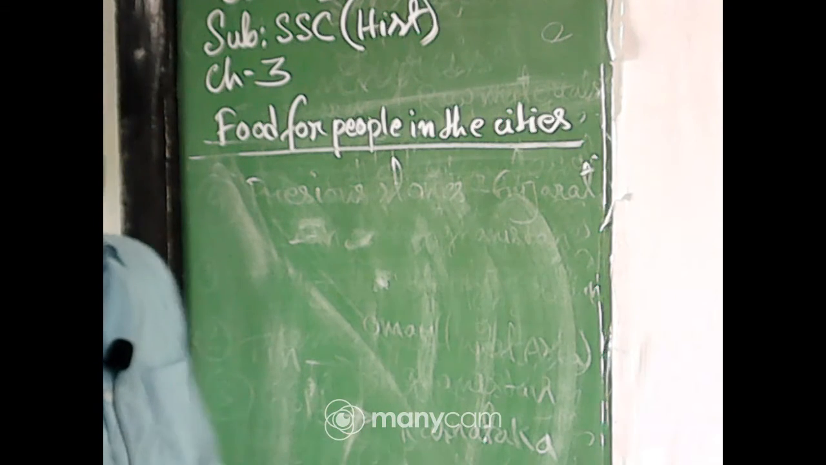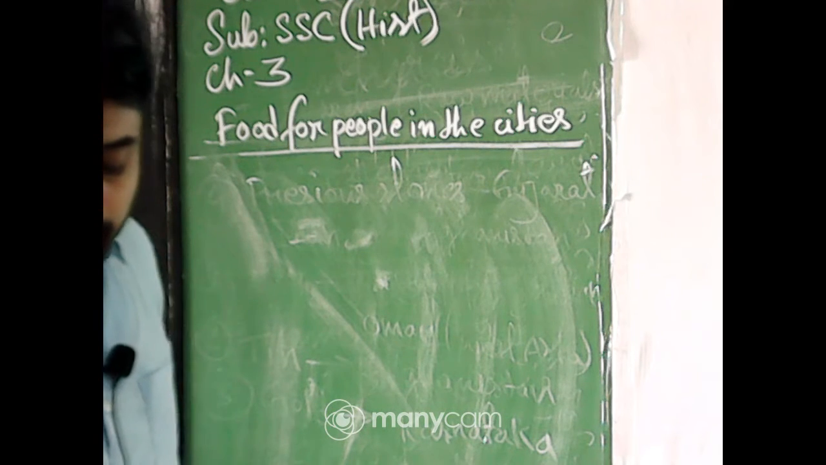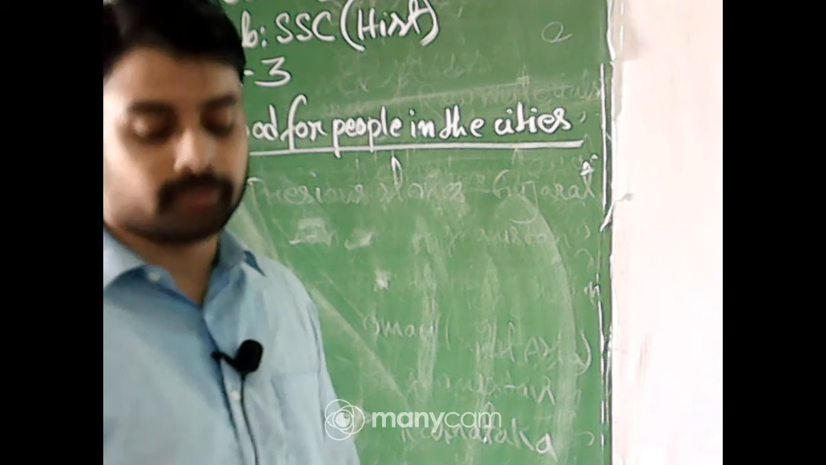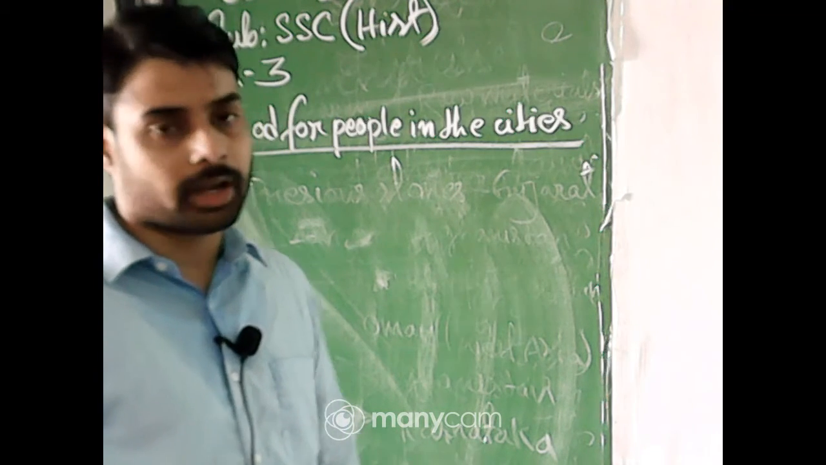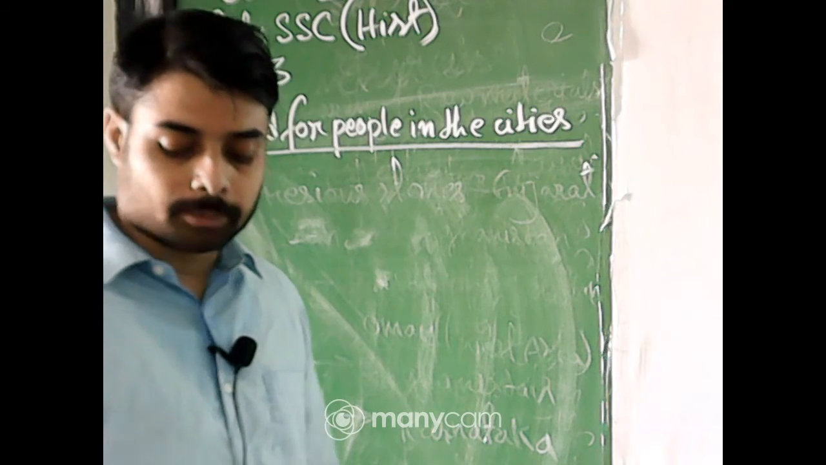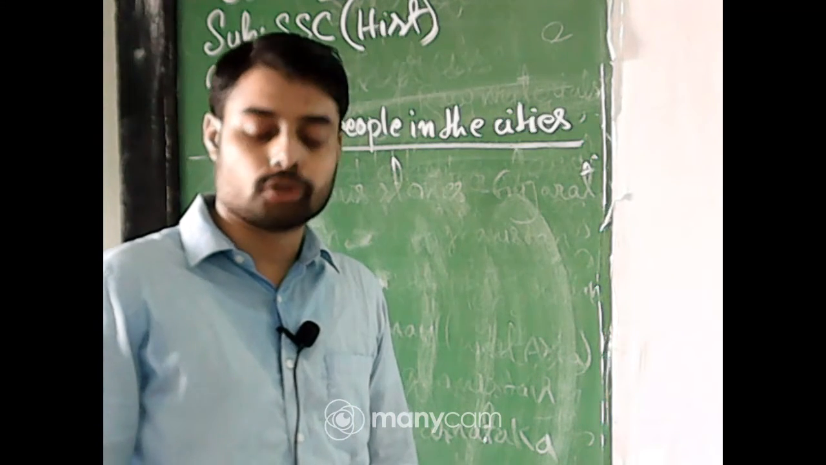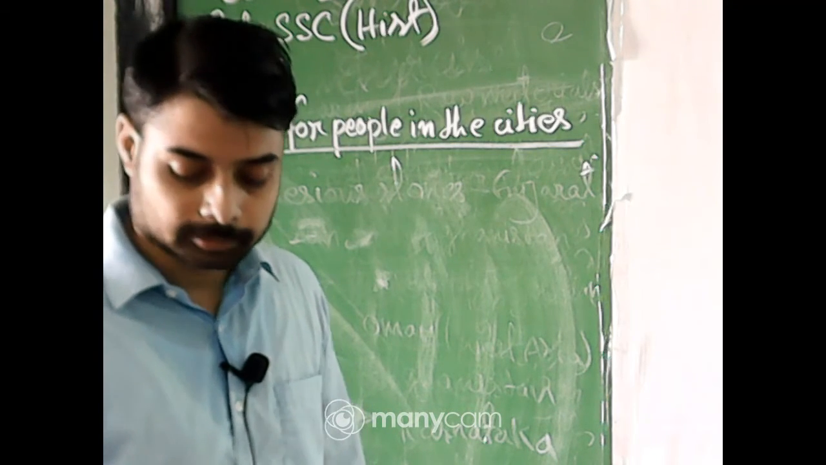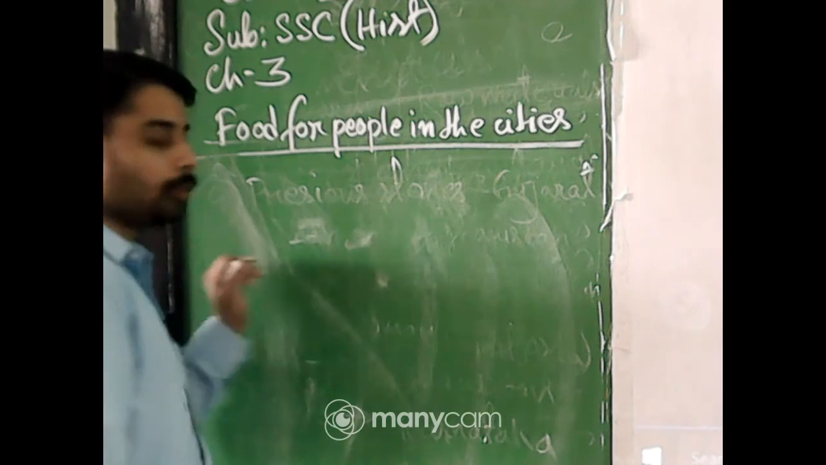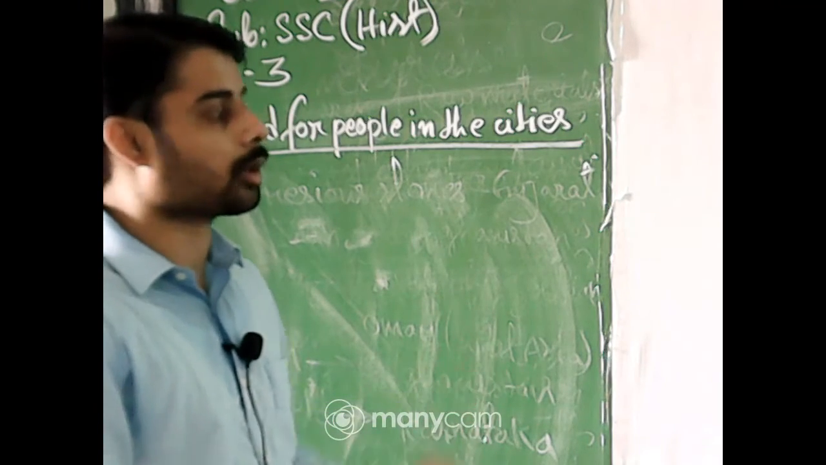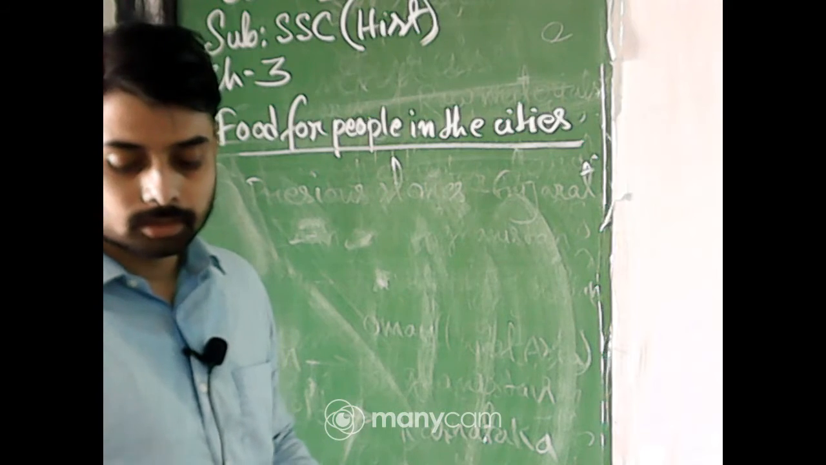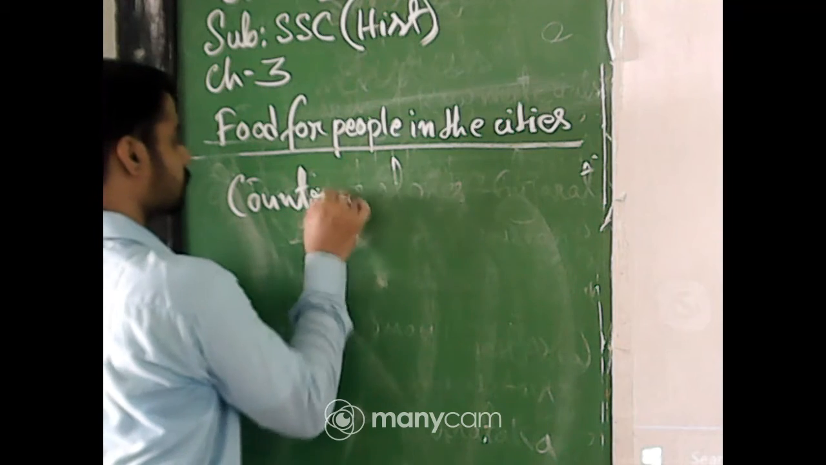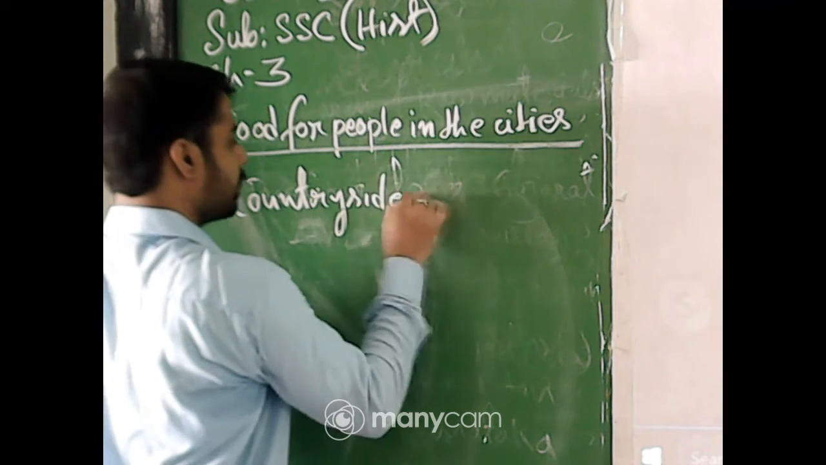Now listen to me carefully. I am asking a question after this class. People lived in the cities and others living in the countryside grew crops and reared animals, and these farmers and herders supplied food to craftspersons, scribes and rulers in the cities. So all the agricultural production mainly comes from the countryside. What is the meaning of countryside? It means villages.